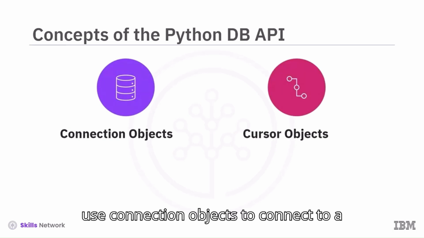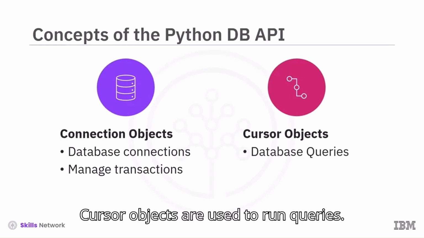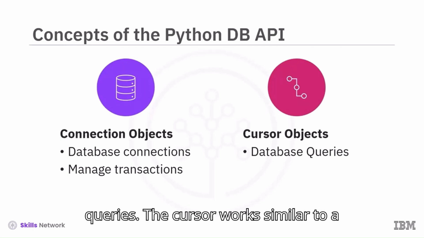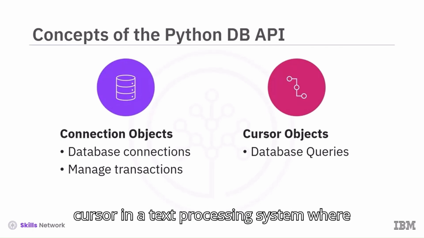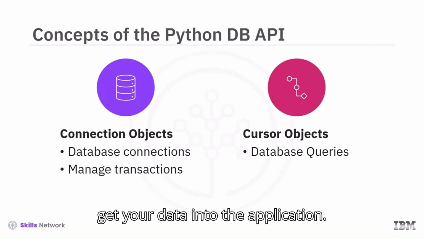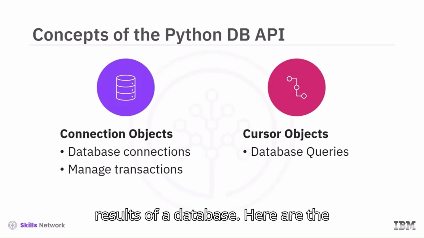You use connection objects to connect to a database and manage your transactions. Cursor objects are used to run queries. You open a cursor object and then run queries. The cursor works similar to a cursor in a text processing system where you scroll down in your results set and get your data into the application. Cursors are used to scan through the results of a database.